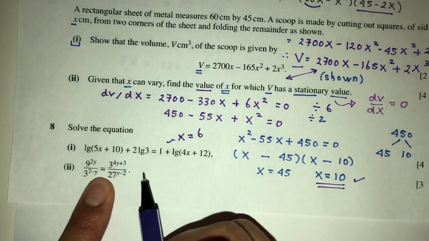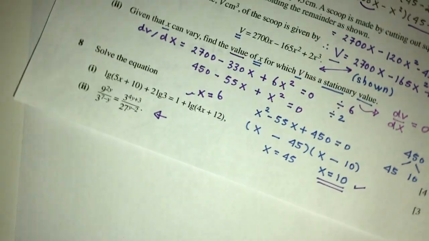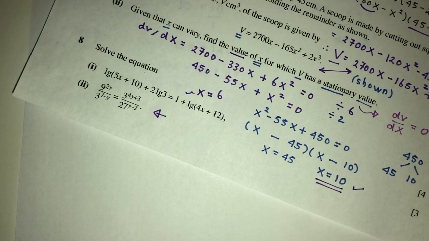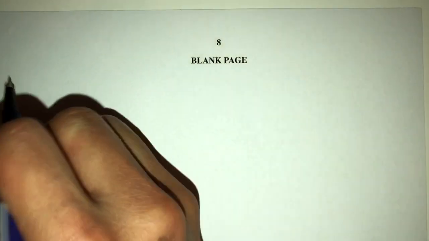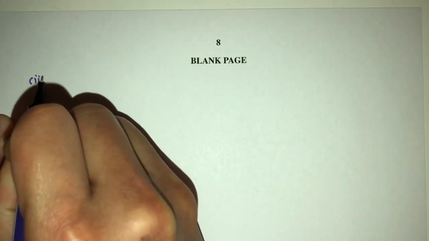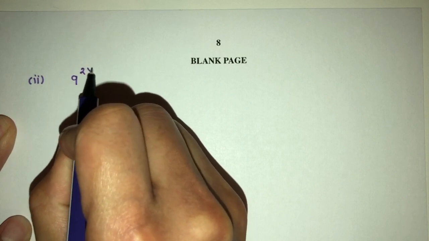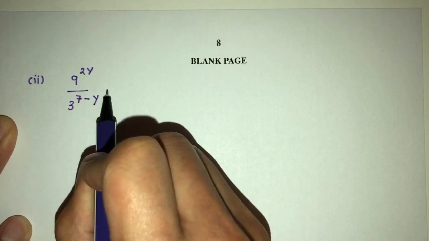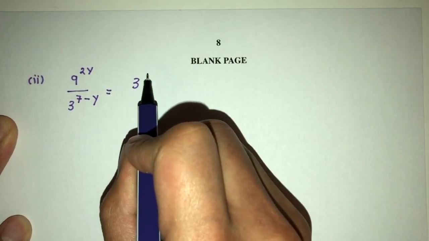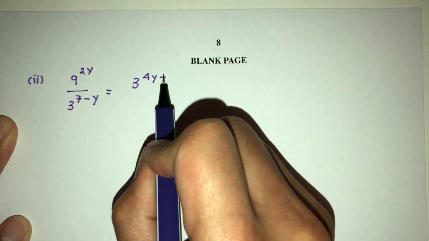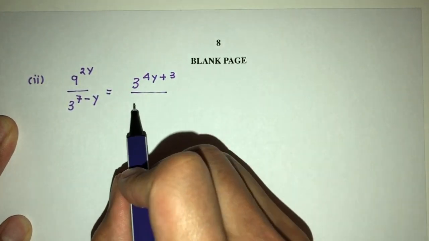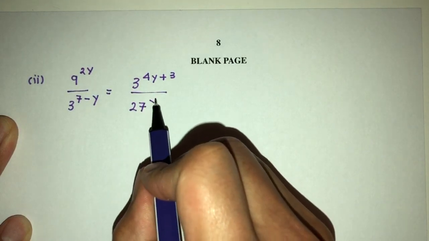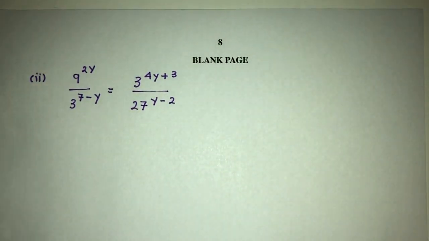Now let's solve for this one. Same thing, let me rewrite this down on a fresh sheet so we have more space to do the question. So the question we have is part 2. We have 9 to the power 2y over 7 minus y equal to 4y plus 3 over 27 to the power y minus 2. So basically here we have to find the value of x and y.